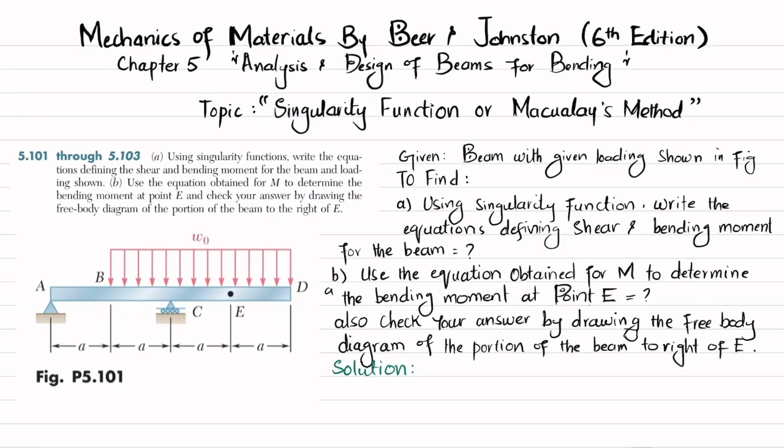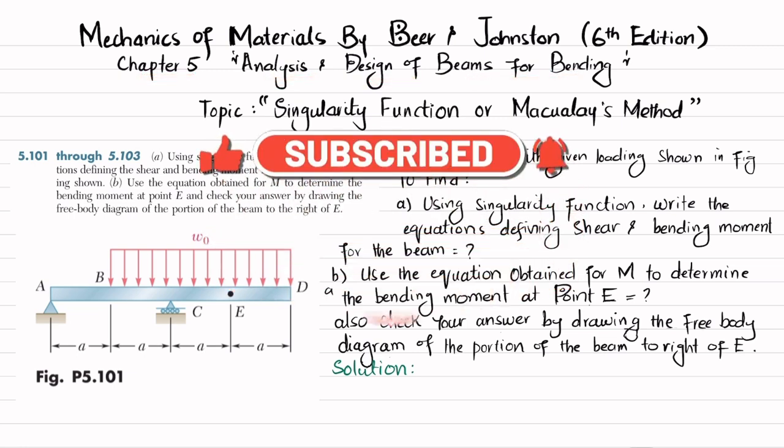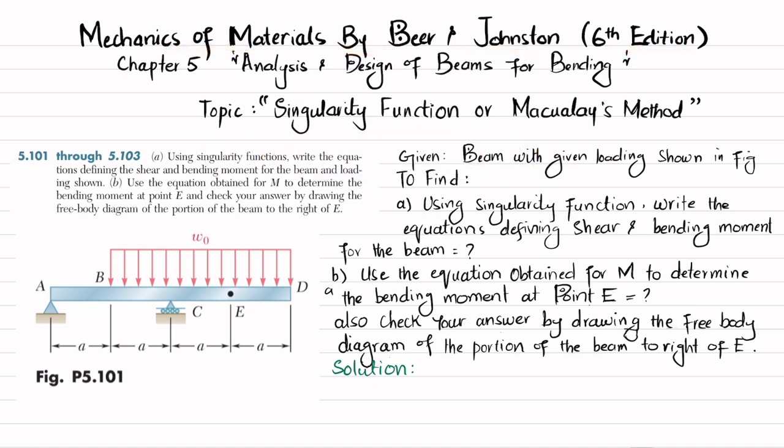Welcome back. Problem 5.101. This problem is taken from chapter number 5, Analysis and Design of Beam for Bending, and the book name is Mechanics of Material by Beer and Johnston, 6th edition. And the topic is Singularity Function or Macaulay's method.